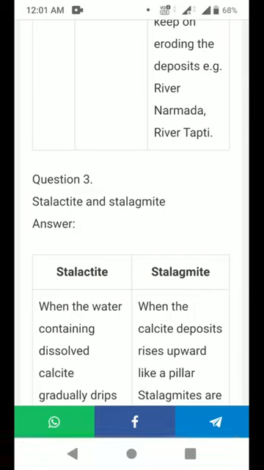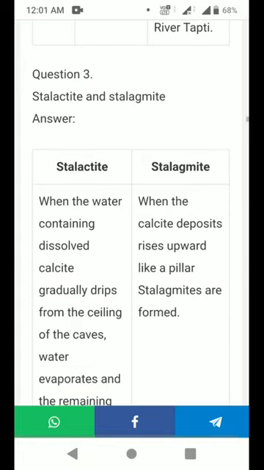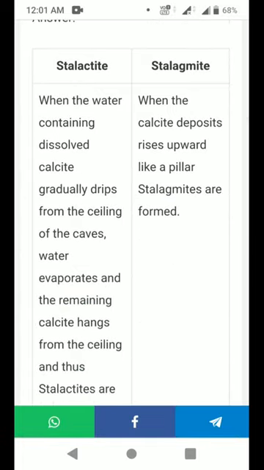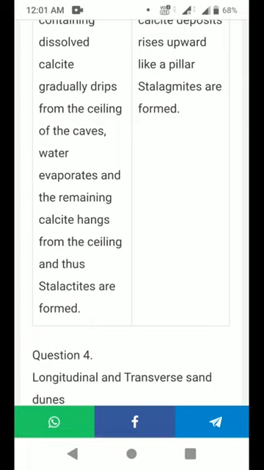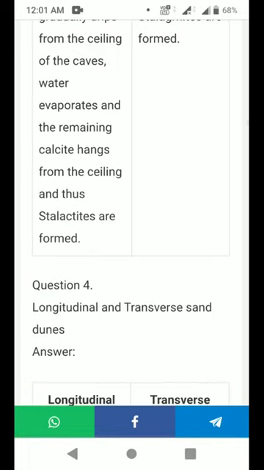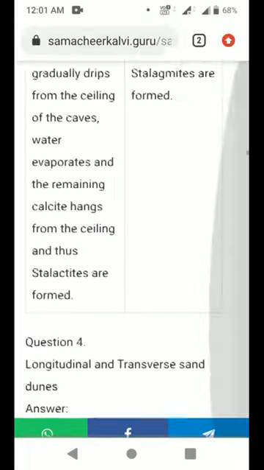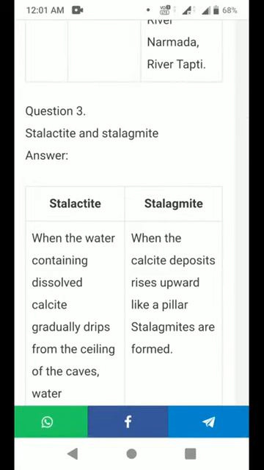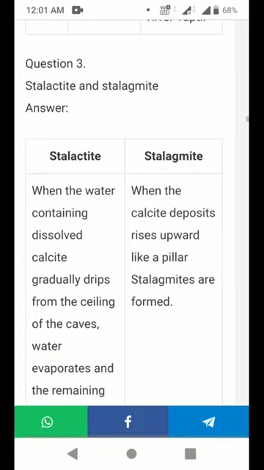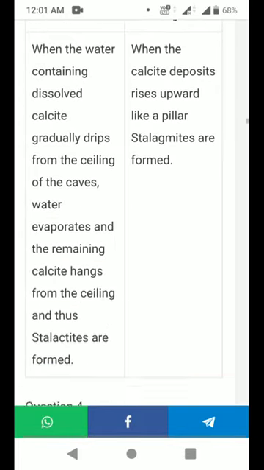Third question, distinguish between stalactite and stalagmite. Stalactite: when the water containing dissolved limestone gradually drips from the ceiling of the caves, the water evaporates and the remaining deposit hangs from the ceiling, and stalactites are formed. Next, stalagmite: when the deposit rises upward like a pillar, stalagmites are formed.